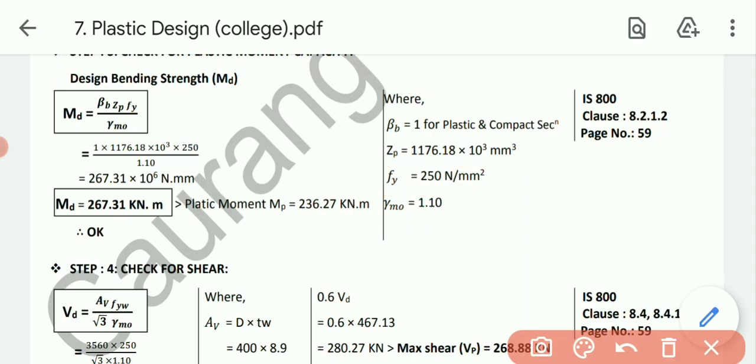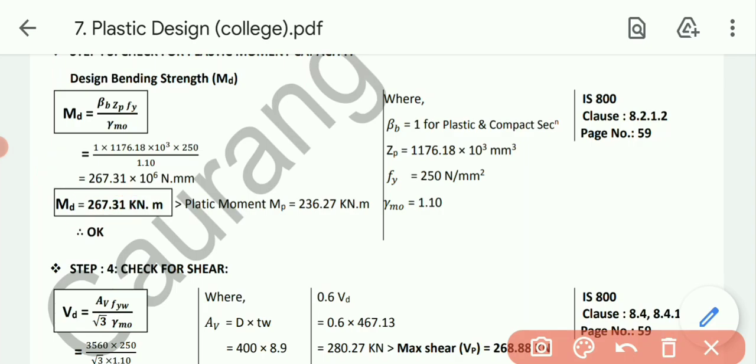So we have all the unknown values. Let's put them in the equation. Beta b 1, Zp 1176.18 into 10 raised to 3, fy 250, divided by gamma m0, that is 1.10. By solving this we get the answer 267.31 into 10 raised to 6 Newton millimeter. Let's convert it into kilonewton meter by multiplying by 10 raised to minus 6. So we get the moment 267.31 kilonewton meter.